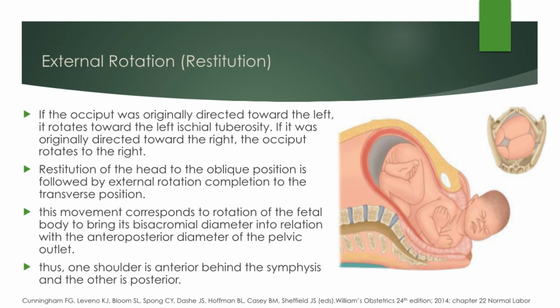Next is external rotation or restitution. If the occiput was originally directed toward the left, it rotates toward the left ischial tuberosity. If it was originally directed toward the right, the occiput rotates to the right. Restitution of the head to the oblique position is followed by external rotation completion to the transverse position. This movement corresponds to rotation of the fetal body to bring its bisacromial diameter into relation with the anteroposterior diameter of the pelvic outlet. Thus, one shoulder is anterior behind the symphysis pubis and the other is posterior.